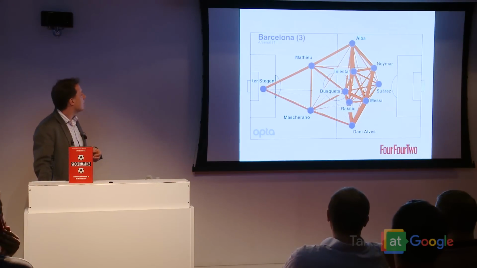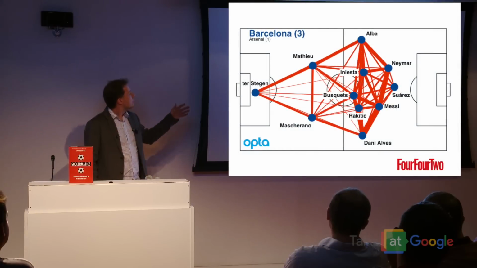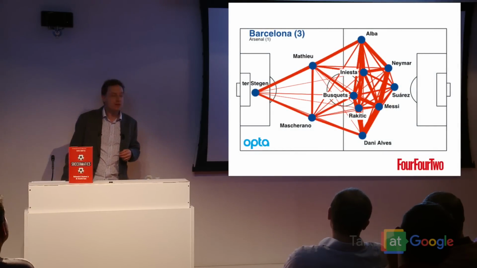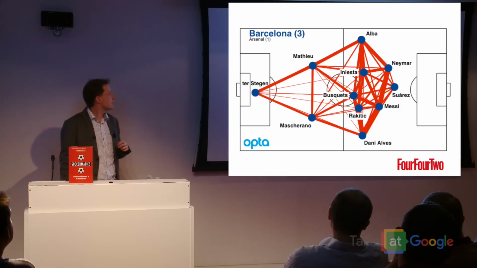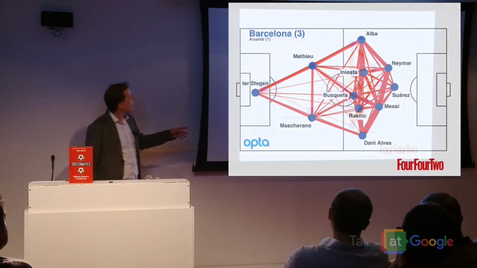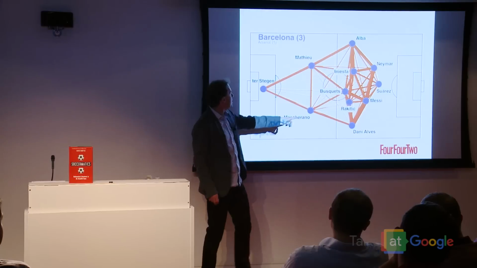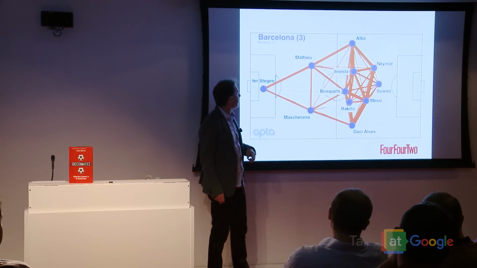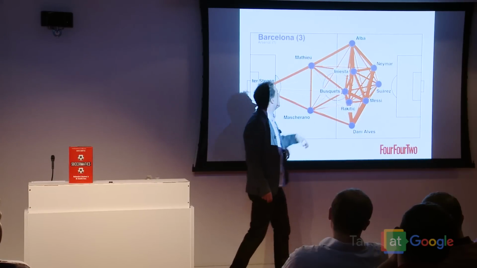Now I've been working with data. I've been writing articles for 442 magazine and working with data from Opta. And now we can actually look at the whole passing network throughout a match. So this is Barcelona versus Arsenal. This is now modern day Barcelona. This was this season's match where they knocked Arsenal out of the Champions League. And again, we can see a very nice selection of triangles between Messi on this side and Dani Alves and Rakitic. And then up at the top, we have Neymar, Iniesta, and Alba.